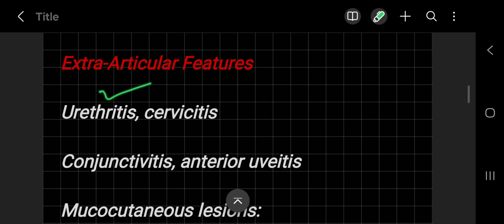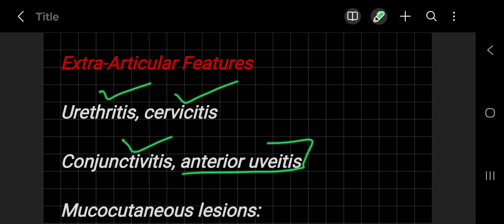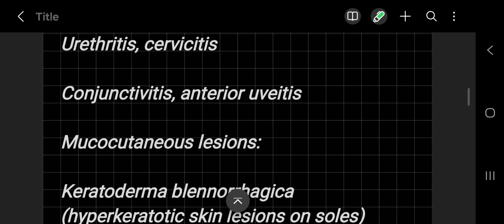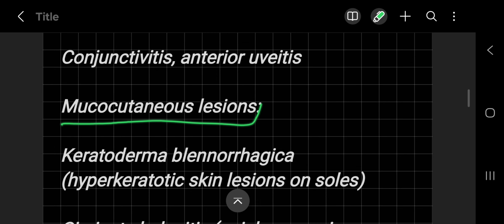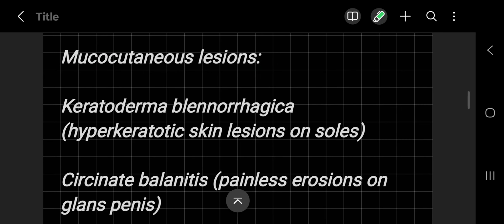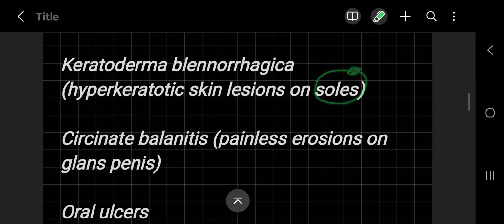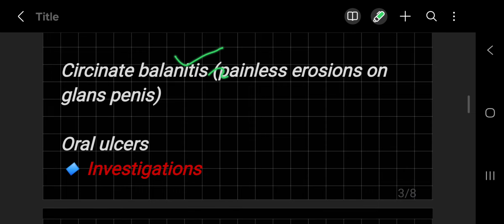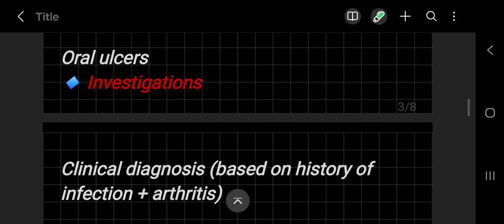Extra-articular features are urethritis, cervicitis, conjunctivitis, anterior uveitis. As I have told you, conjunctivitis and anterior uveitis lead to can't see. Mucocutaneous lesions are also seen with reactive arthritis, like keratoderma blennorrhagicum. Keratoderma, as the name shows, hyperkeratotic skin lesions, present on the soles of the feet. Circinate balanitis, inflammation of the penis. Painless erosions seen on the glans penis, mostly in case of chlamydia.